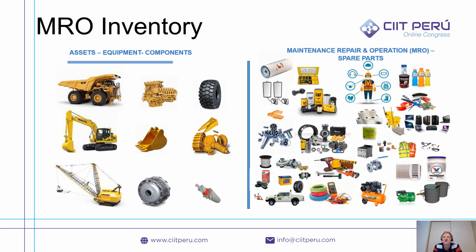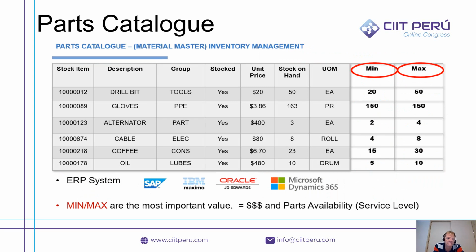So all these parts need to be stocked or need to be catalogued so we know what they are. So within an ERP system, we have what we call a parts catalogue or a material master. So it has information in there. Against each stock item or part, we have a description. We have a group. So a grouping is it tools, is it PPE, is it consumables. We have unit price, stock in hand, unit of measure. There's a whole lot of other information against each of these stock items.